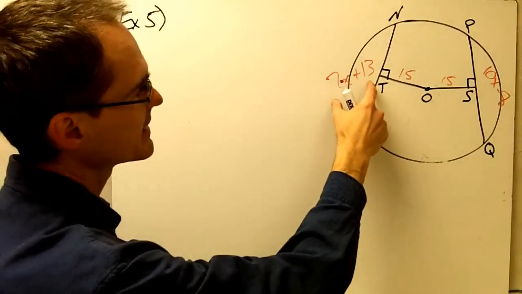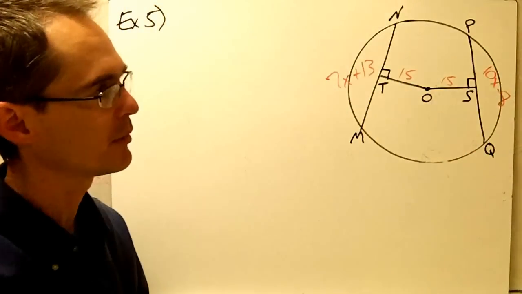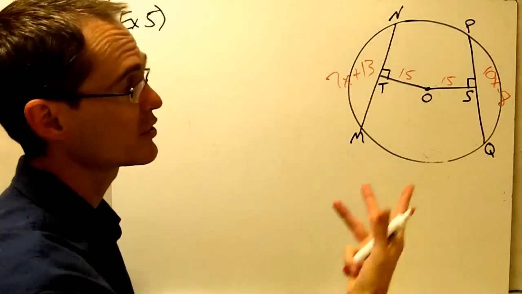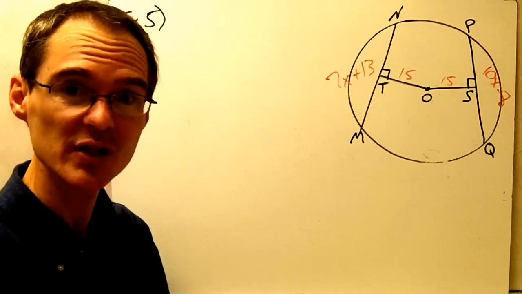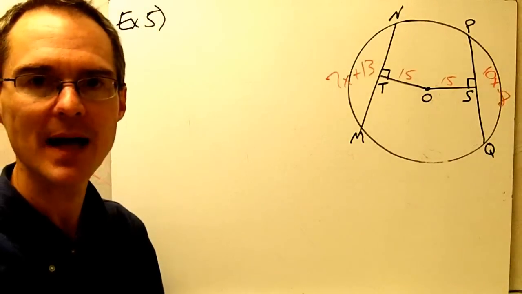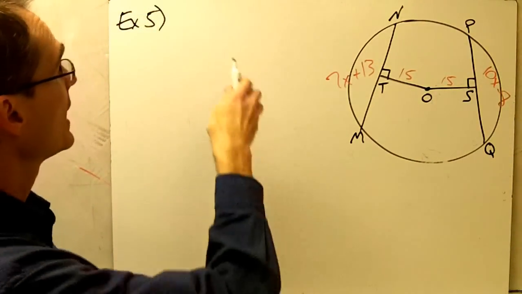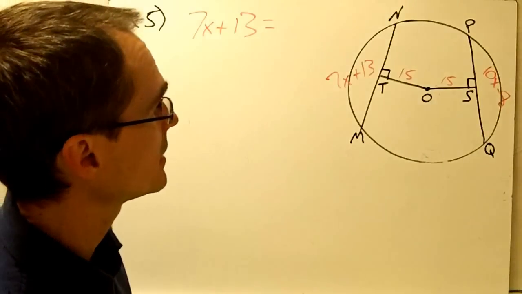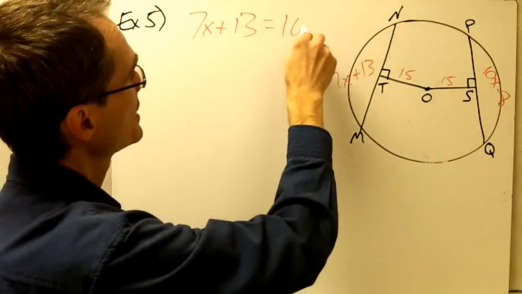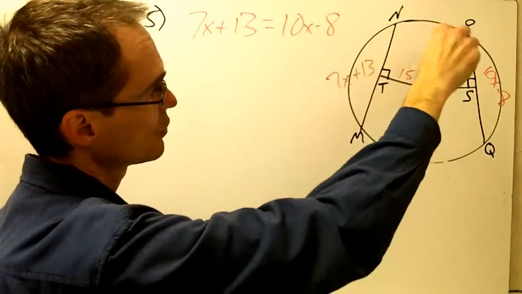Well, since I know that, and since I have algebraic expressions for both of those, I can set up an equation and I can solve for x. That doesn't really tell me how to find the radius yet, but I figure that probably can't be a bad thing. Let me go ahead and solve for x and see what that might do for me. So 7x plus 13 equals 10x minus 8, since these two chords are congruent.